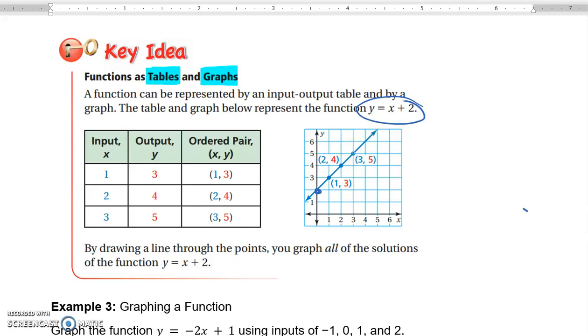So you can see that both of those represent the same function. By drawing a line through the points, you graph all of the solutions of the function y equals x plus 2. There are more solutions in here that I have not listed. And by drawing a line, you show the reader of the graph that there are multiple solutions to that function.